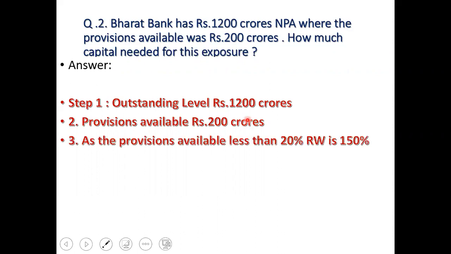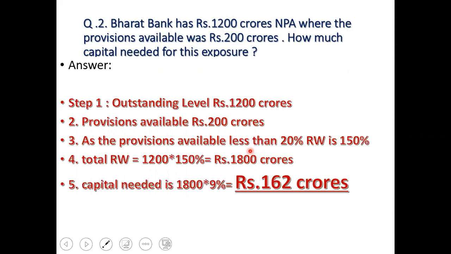So 1,200 provision available are 200. So you have to charge how much? 150% risk. So 1,200 into 150% means 1,800. How much capital is needed? 1,800 into 9% is 162 crores. It is a one mark question. Believe it or not, these questions are frequently being asked. There are 3 levels of NPA, 3 levels of risk weight. By heart, now you understood?